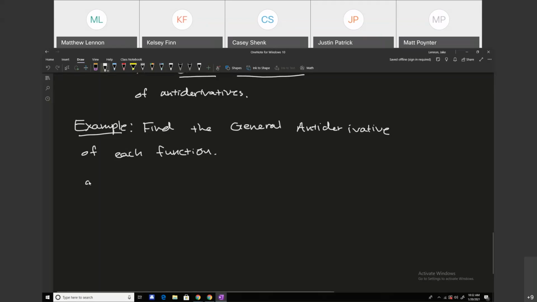Okay, so let me give you a handful, and then maybe I can try and mess around with the breakout groups and see if that does something. So let's say little f of x is, let's say, 15.